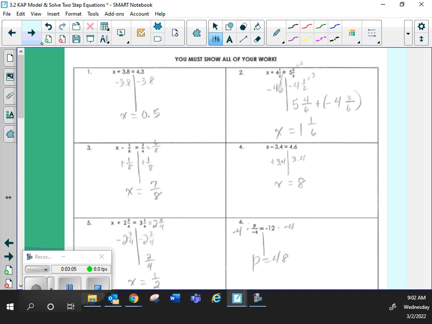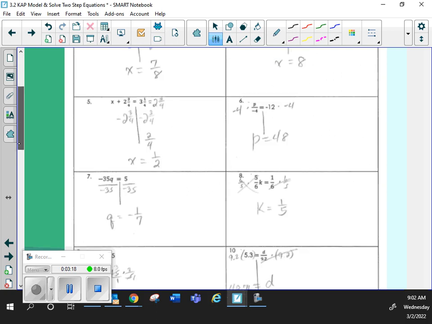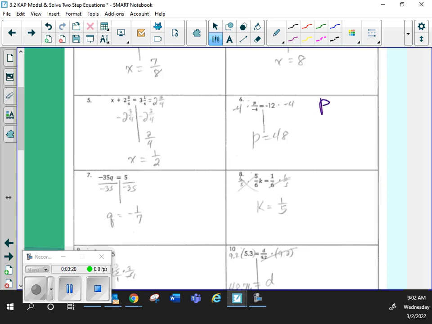All right, homework questions. Again, I'm glad that I saw quite a few people marking questions. Devani, which one? Number 6, okay? P over negative 4, I'm rewriting it just a little bit bigger. P over negative 4 is equal to negative 12.